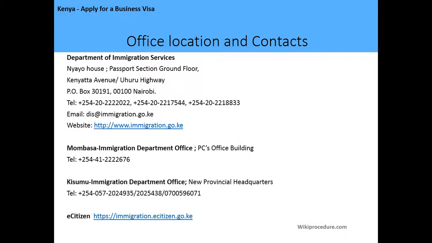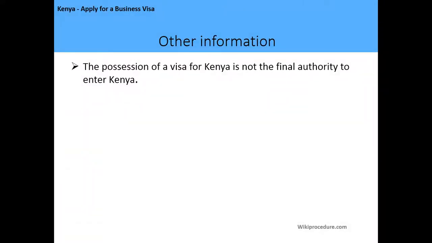Office location and contact information: the Department of Immigration headquarters are at Nyayo House. You can visit them through www.immigration.go.ke. Mombasa offices are at the PC's office building. Kisumu are at New Provision headquarters. The eCitizen address is immigration.ecitizen.go.ke. Other information is that possession of a visa is not the final authority to enter Kenya.